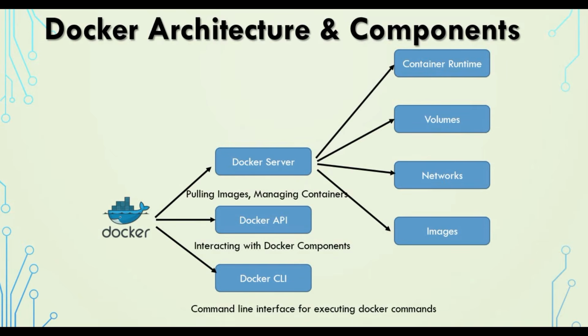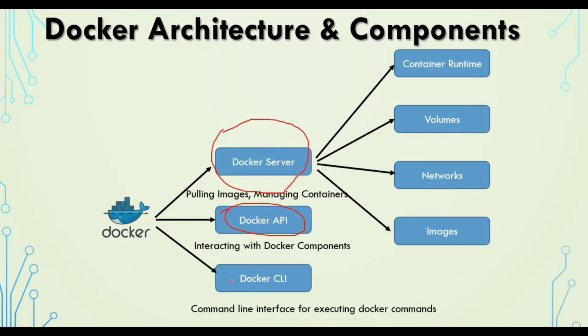Okay, now let's talk about Docker architecture. I simply wanted to show the different components which we already discussed. We have a Docker server component, where we have the base process of pulling images, managing containers, and all those things; that is part of the Docker server or Docker engine. And what is the Docker API? The Docker API is the one which will be interacting with the different Docker components.